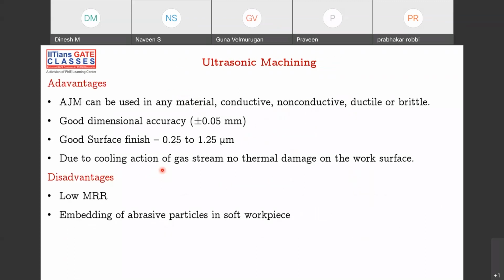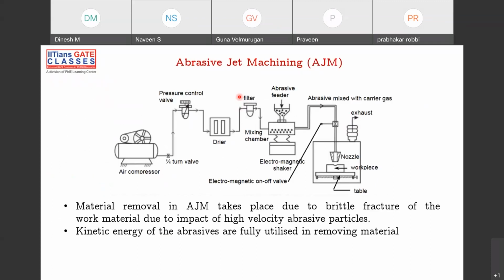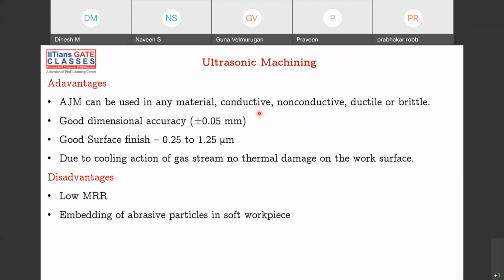So this is how it works. What are the advantages? Obviously, in this case also your workpiece need not be electrically conductive. Any material, conductive, non-conductive, ductile, brittle, anything can be removed. Good dimensional accuracy is achieved. Good surface finish is achieved, and there is no need of coolant also. Why? You are passing air. Air itself is good enough for cooling the material, that too pressurized air.